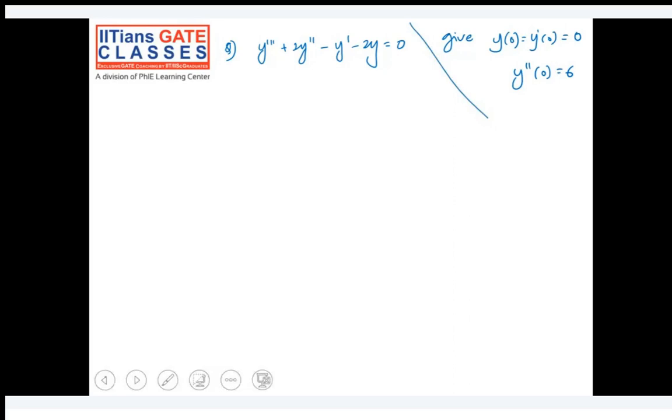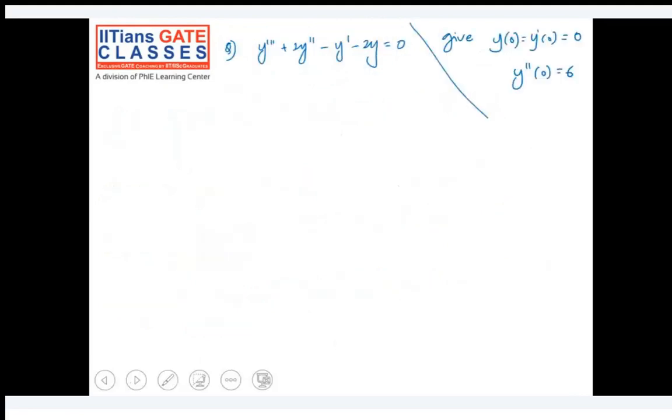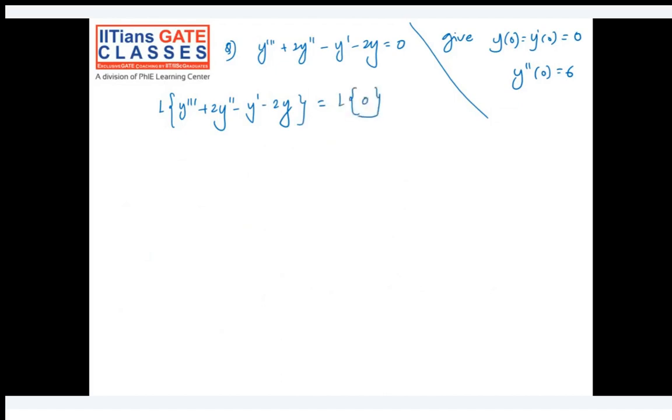The first step is to take the Laplace transform on both sides of the equation and use the initial conditions. So take the Laplace transform on both sides: Laplace transform of y triple dash plus 2y double dash minus y dash minus 2y equal to 0. The Laplace transform of 0 is 0, so you can directly write 0 on the right hand side.